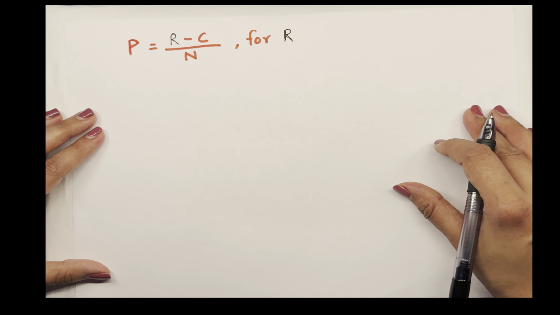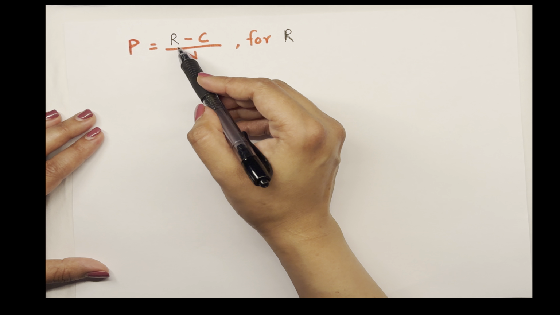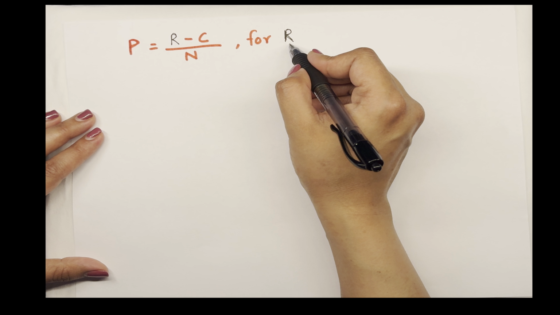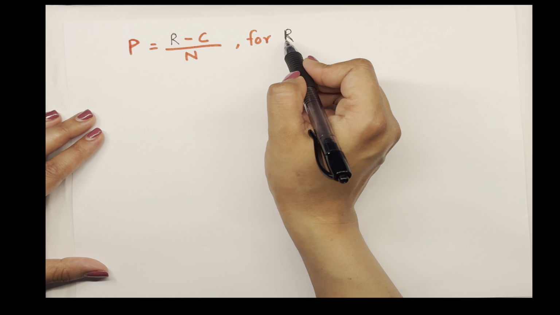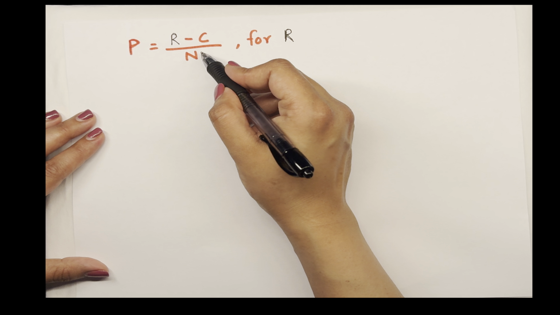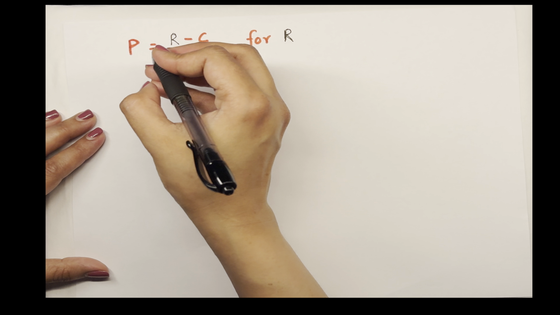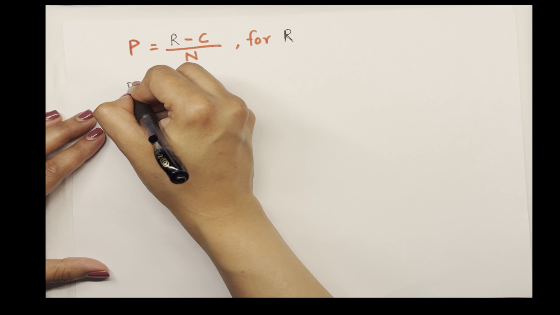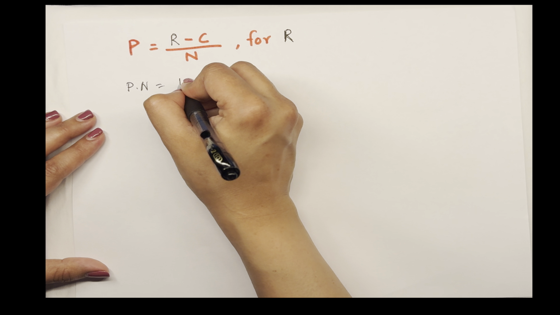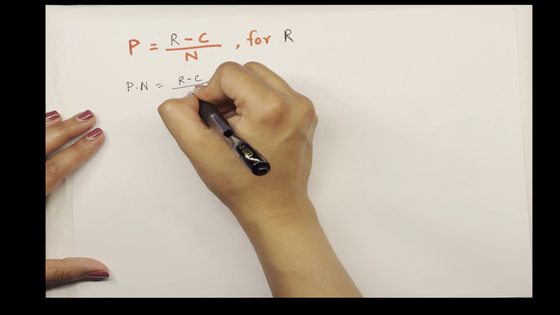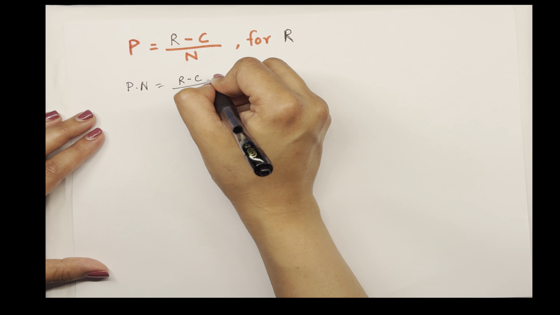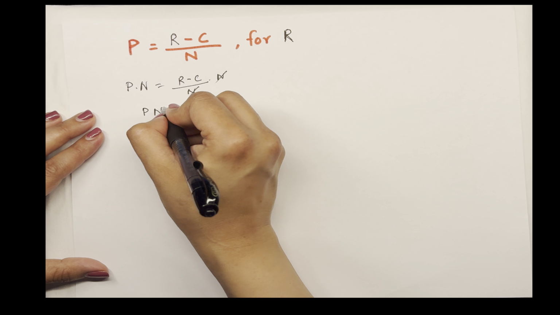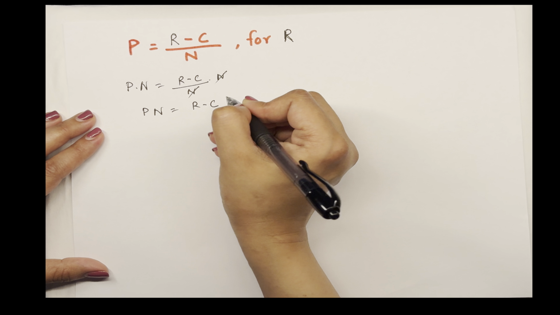This is our last problem of this video. P equals (r minus c) by n. We have to get rid of the n part, and we're solving for r. So for that, we have to first get rid of this denominator part n. And for that, as we know, we have to multiply both sides by n. So Pn equals r minus c.